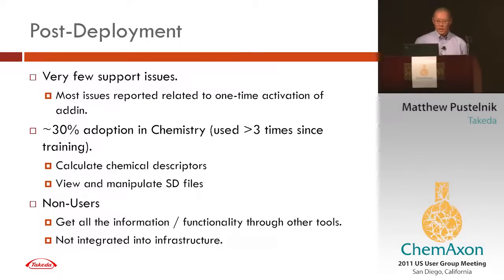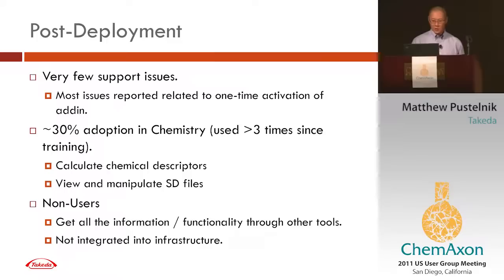So we had approximately 30% of our chemistry staff adopt JChem4XL. At the surface level, you go 30%. Gosh, that doesn't seem that great. But if you think about that, we only had one training. We had ChemAxon come on, train one time. We didn't promote it. We just said, come to this training. And 30% of our chemistry staff found value in that. And they used it primarily to calculate chemical descriptors and view and manipulate SD files.